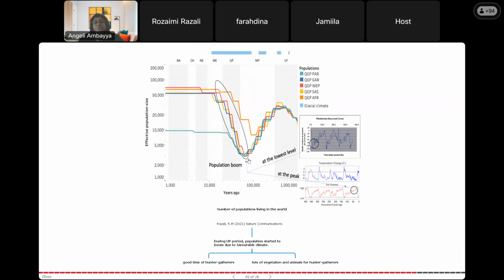Now, around 7,000 years ago, the sea level was at its lowest. At the same time, the ice volume was at its peak. So basically what is happening during the upper Paleolithic is that population started to boom again due to favorable climate.